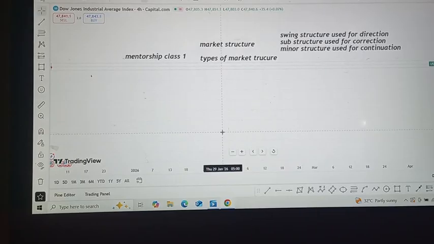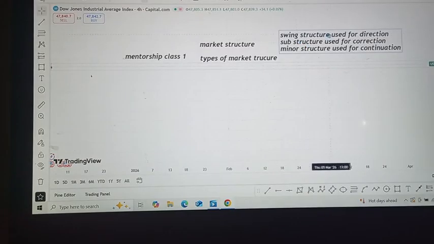We'll be talking on what I call mentorship class in this period, and this will run concurrently for a period of time. So, we are going to discuss what I call market structure today. And what is market structure? It is the directional bias of the market, that is, either buy or sell. And we have types of market structure, that is the swing structure, which is used for direction, then substructure for correction, minor structure for continuation.